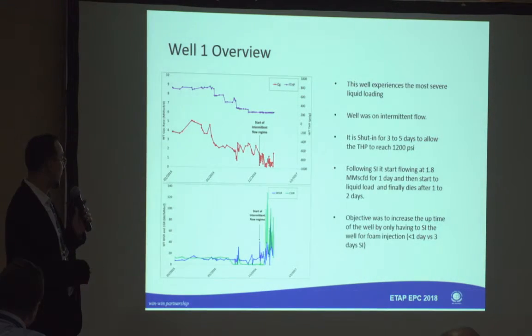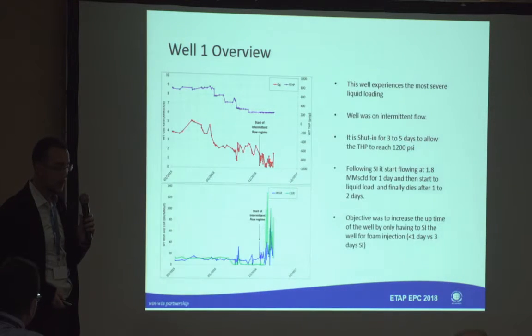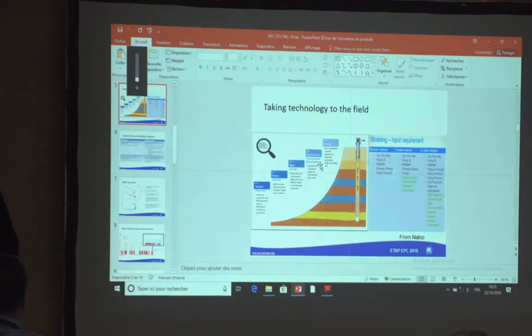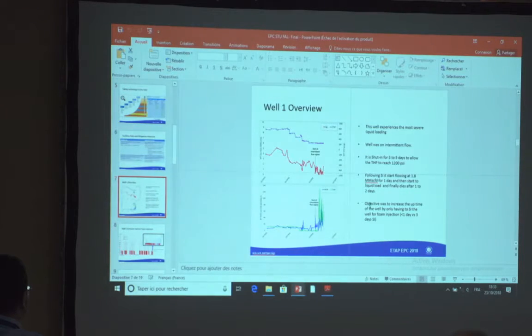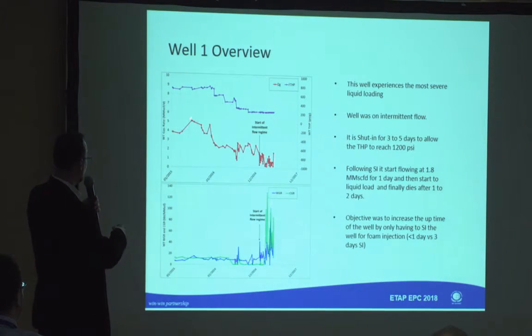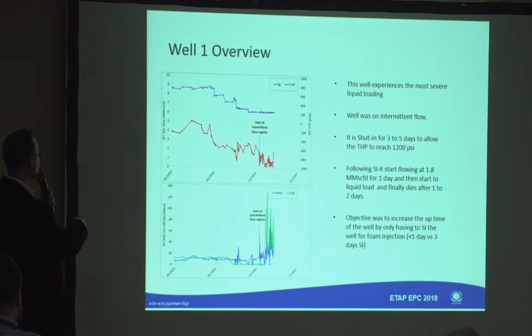So this is kind of an overview of the well one performance. I will be presenting two wells that we did the trial on. So the first well, you can see from the upper left, this is the gas rate versus time, and this is the flowing tubing pressure.